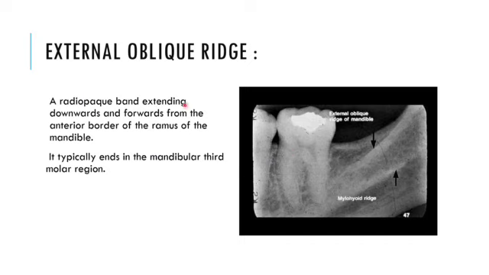Next is the external oblique ridge. It is a radiopaque band which extends downward and forward from the anterior border of the ramus of the mandible. This is the anterior border of the ramus, and it extends downward and forward and typically ends in the mandibular third molar region. It is ending over here in the mandibular third molar region.